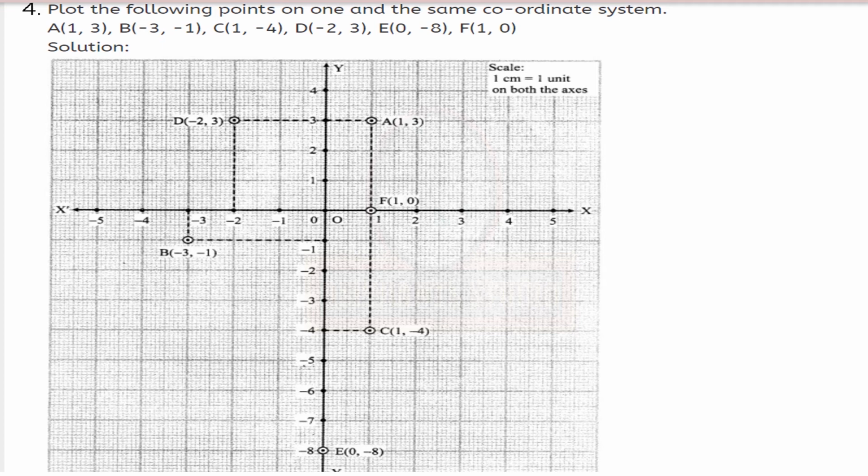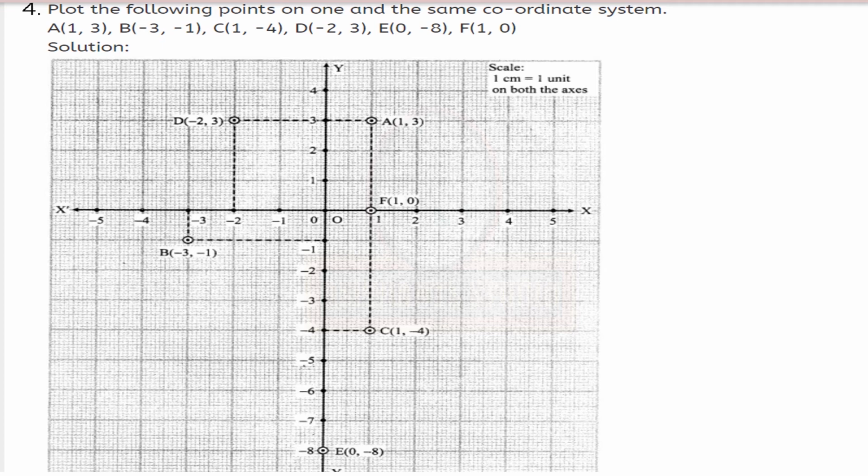On the right hand side, on the x-axis we have all the positive values. On the left hand side, on the x-axis we have the negative values. Similarly, on the y-axis, towards the top you have all positive values and towards the bottom you have all negative values. So when you mark on the axis, you have to be very careful. Then you have to plot the points.